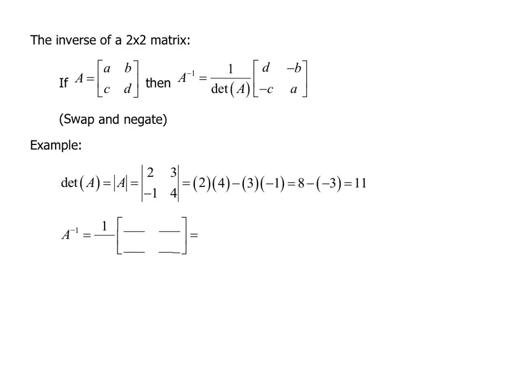To find the inverse, once you know the determinant of a 2 by 2 matrix, we have this little pattern here. Notice that these two numbers, the A and the D, were swapped. Also, notice that these two numbers, the B and the C, were negated.